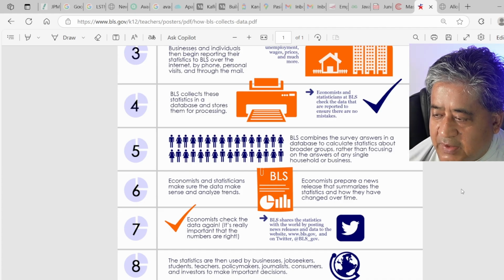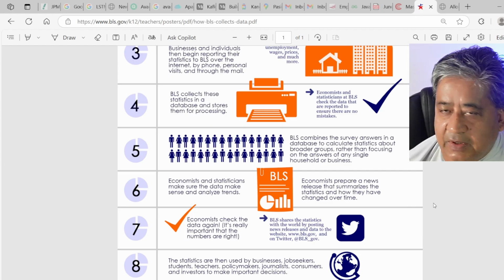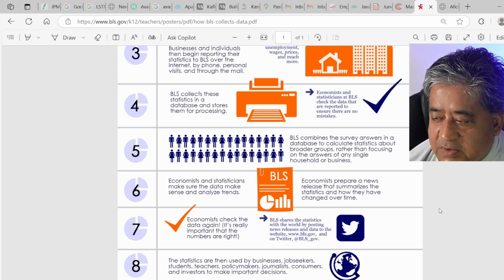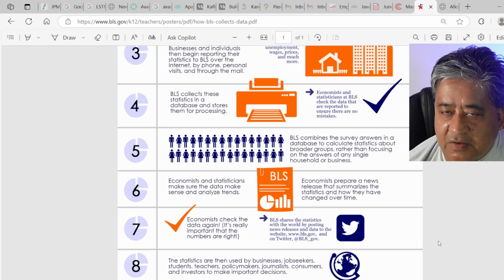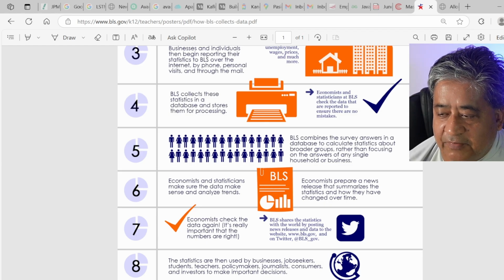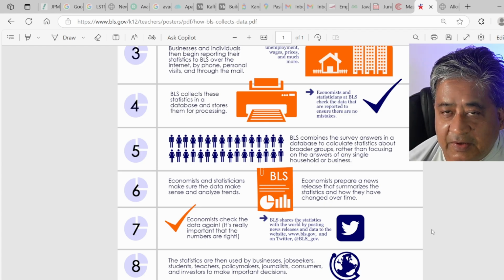www.bls.gov, a government website, and they send it on Twitter, the BLS_gov handle. Number 8, the statistics are used by businesses, job seekers, students, teachers, policymakers, journalists, consumers, and investors to make important decisions. So the data published by BLS is used by many people, and this is very important in terms of investing or making financial decisions.